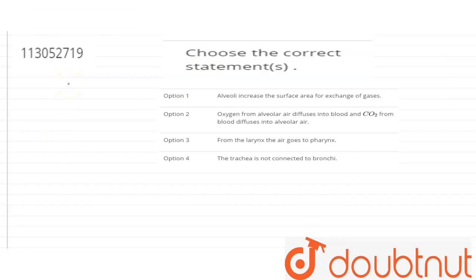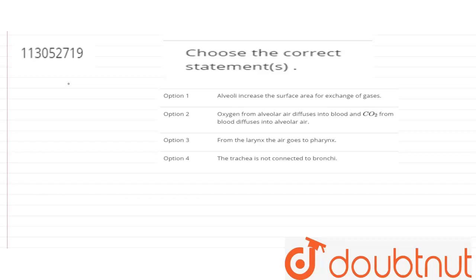Hello everyone, here our question is: choose the correct statement. Option number 1, alveoli increases the surface area for exchange of gases. Option number 2, oxygen from alveolar air diffuses into blood and CO2 from blood diffuses into alveolar air. Option number 3, from the larynx the air goes to pharynx. And option number 4, the trachea is not connected to bronchi.